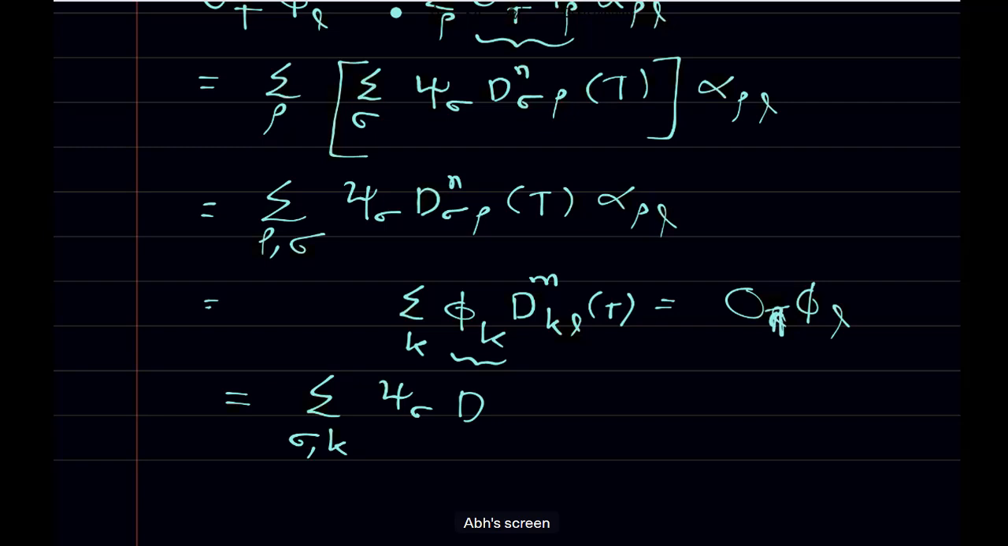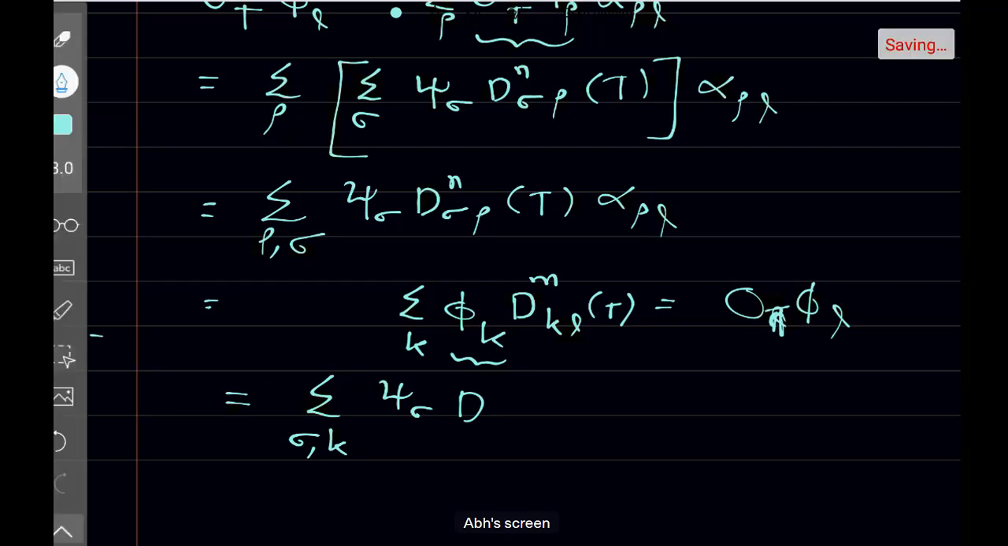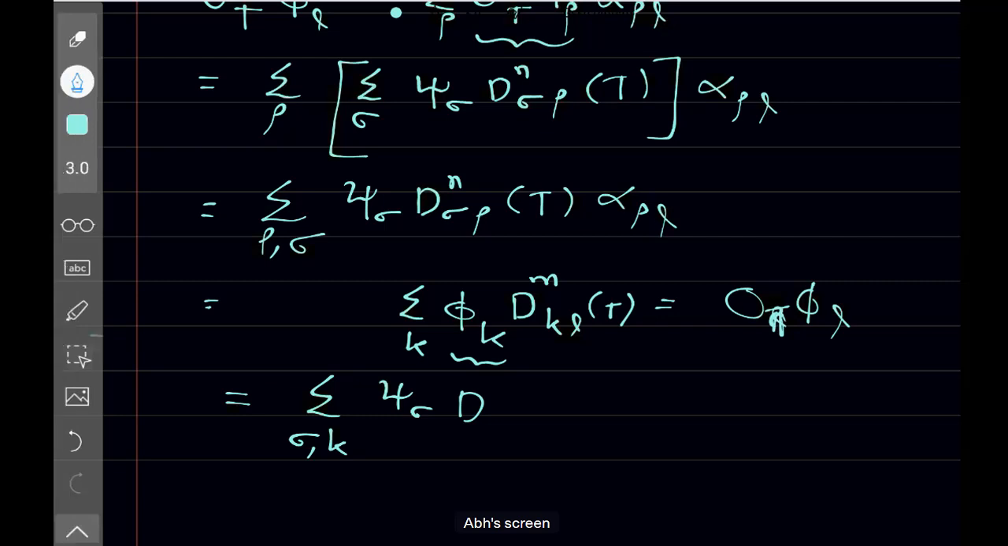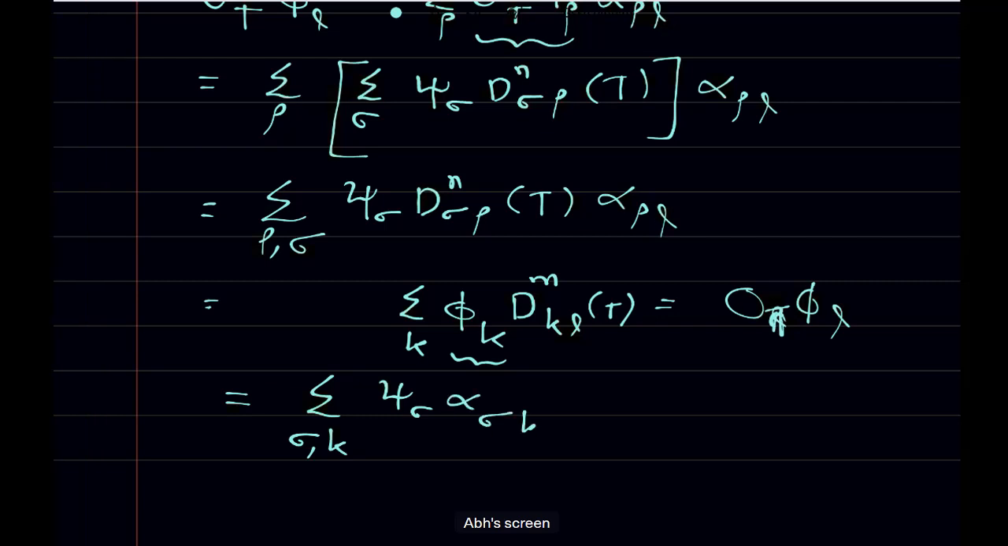Just a minute. So you have this from the top, you have this from the bottom, and then you have, okay. So phi of K can be written in terms of psi, because of the third relation. So let us write it in this way. The third relation, the matrix was alpha. So I should write alpha sigma K and D M K L T.